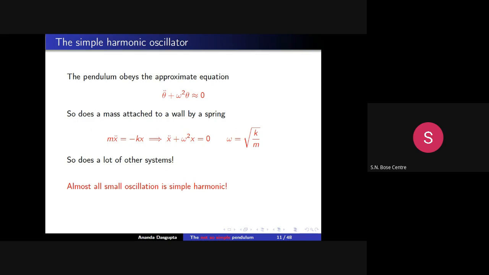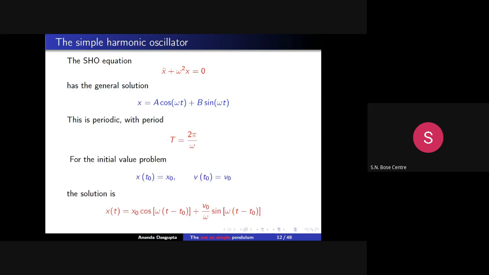This is a result which I'm pretty sure many of you have already come across. Almost all small oscillations are simple harmonic. There is a stress on the word almost. We are going to come to that in a bit. But at least in a conservative system, if you have small oscillations about an equilibrium position, 99.99% of the time it's going to be simple harmonic. You may have been taught that 100% of the time it will be simple harmonic, but there is a small catch there.